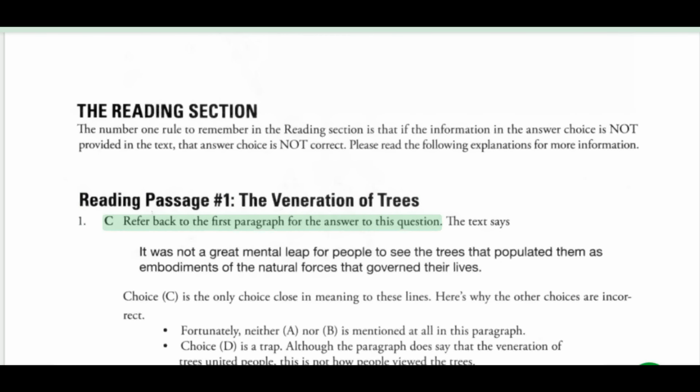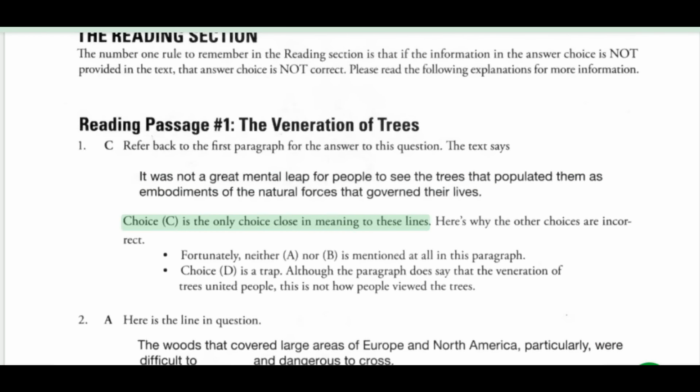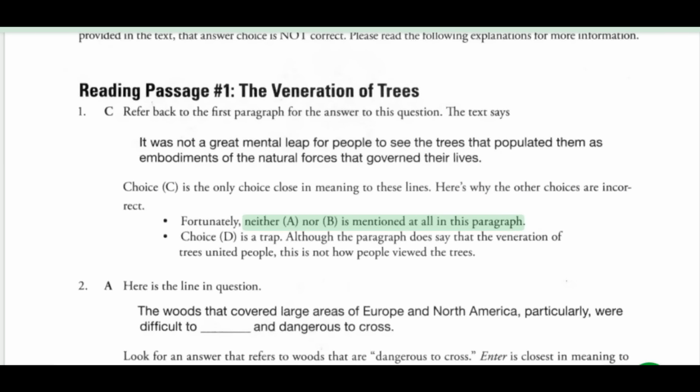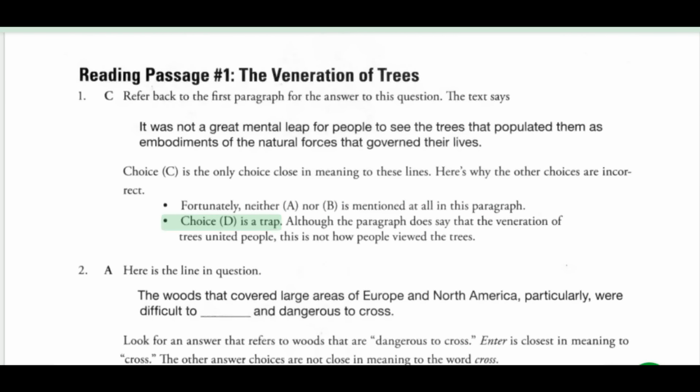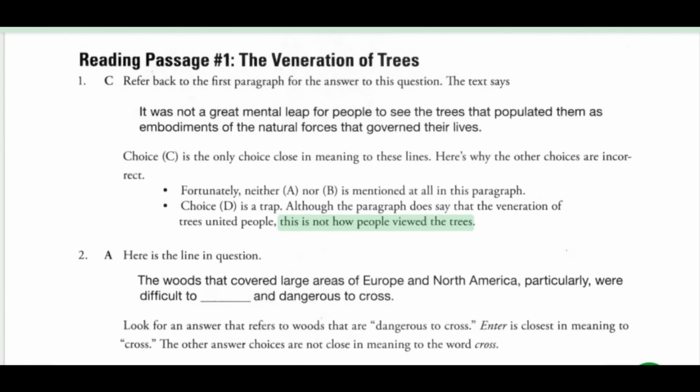1. C. Refer back to the first paragraph for the answer to this question. The text says, "It was not a great mental leap for people to see the trees that populated them as embodiments of the natural forces that governed their lives." Choice C is the only choice close in meaning to these lines. Here's why the other choices are incorrect. Fortunately, neither A nor B is mentioned at all in this paragraph. Choice D is a trap. Although the paragraph does say that the veneration of trees united people, this is not how people viewed the trees.